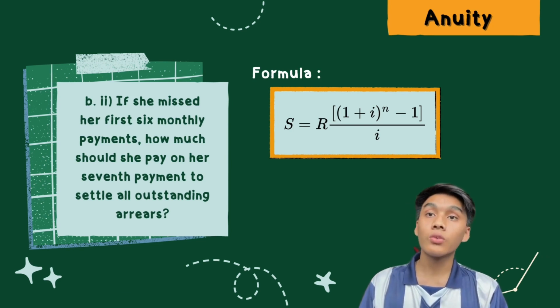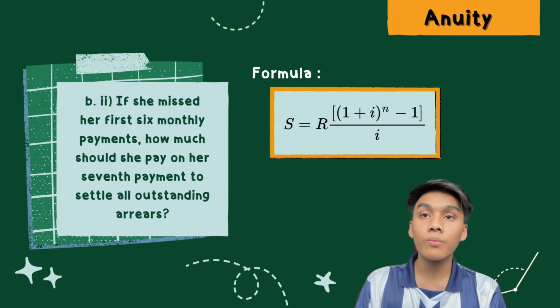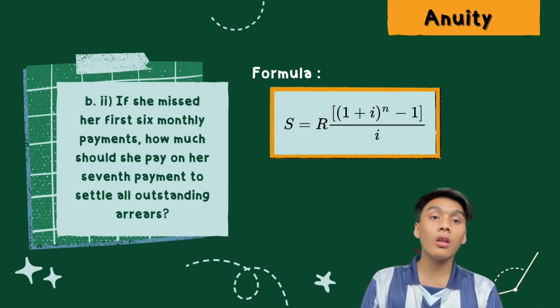Hi guys, so I will continue with the next question. For B2, the question says, if she missed her first 6 monthly payments, how much should she pay on her 7th payment to settle all outstanding arrears?